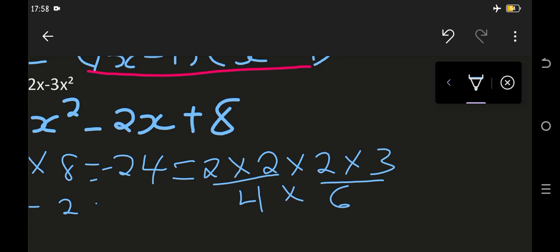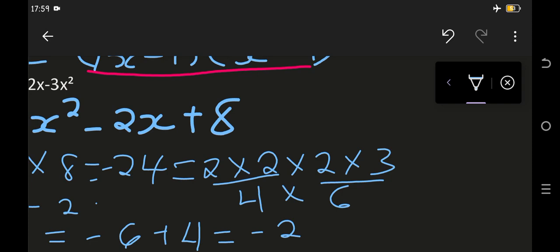Now, remember that should also be giving us a sum of negative 2. So we'll be taking negative 6 plus 4. This will give us negative 2. And if you multiply negative 6 times 4, you will get negative 24. Negative 6 times 4 is negative 24.